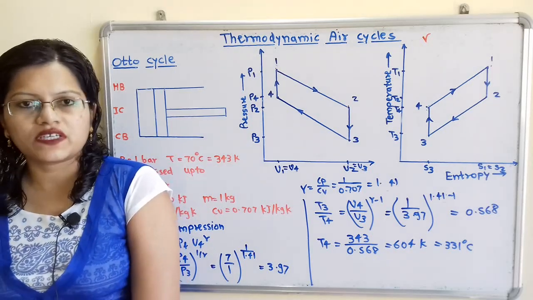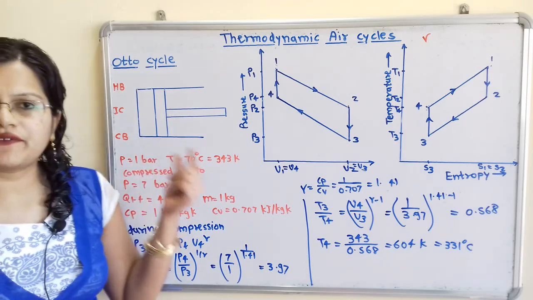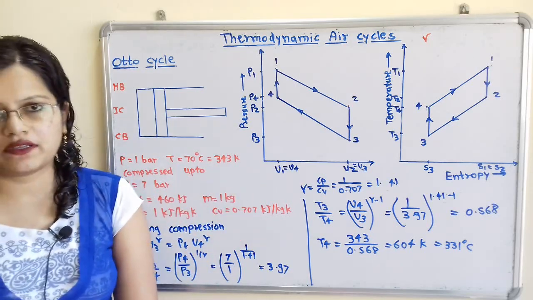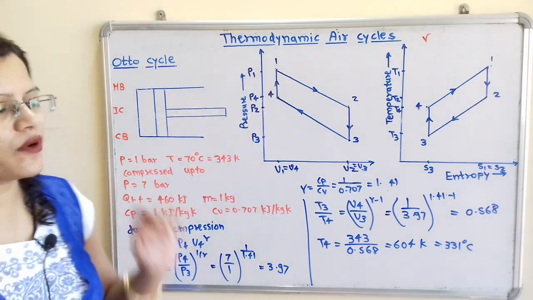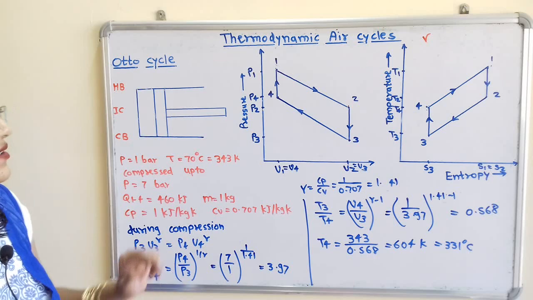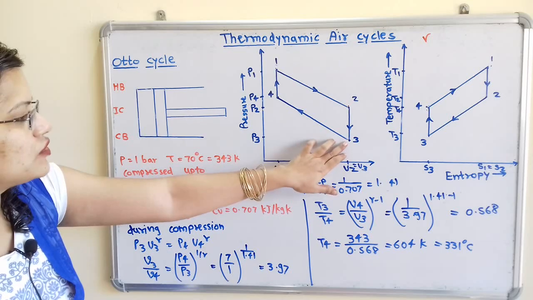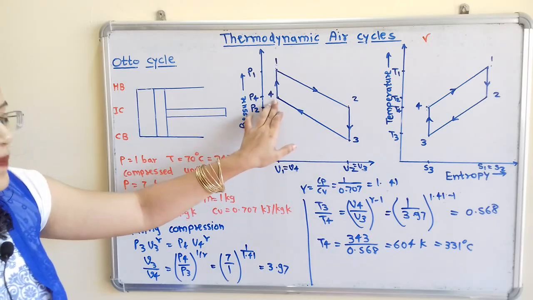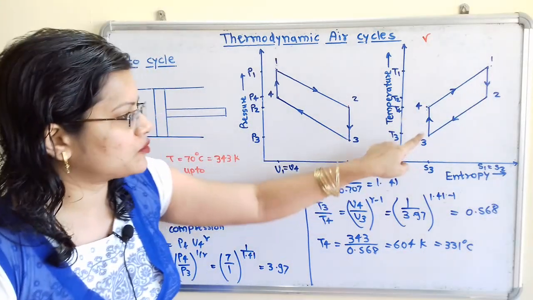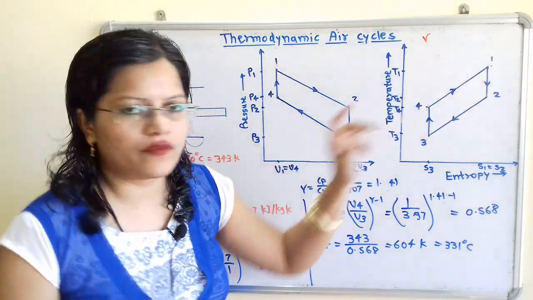Let us understand the given data. It is given that at a pressure of 1 bar and temperature 70 degrees Celsius, air is getting compressed up to a pressure of 7 bar. Now we will understand this with the help of this diagram. Where is the compression process taking place? If we observe this diagram, the compression process is taking place during the process 3 to 4, because we know that the isentropic compression and isentropic expansion processes are taking place. So the compression process is 3 to 4 and the expansion process is 1 to 2.